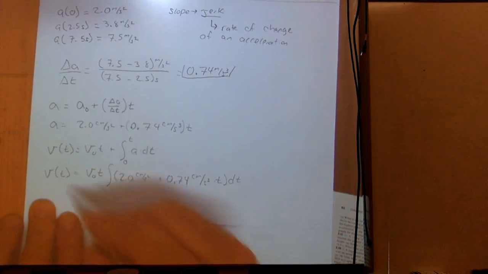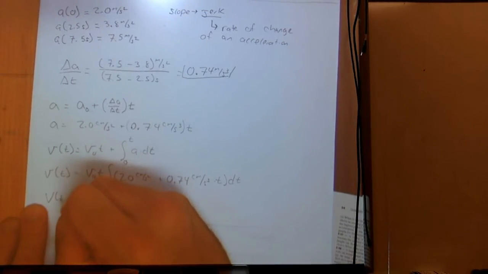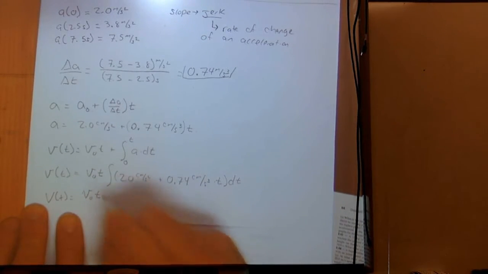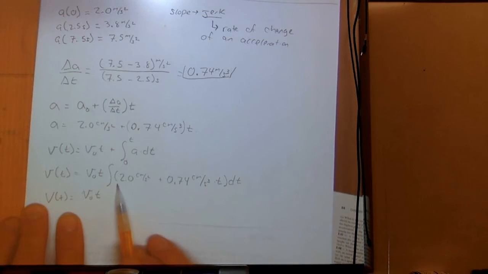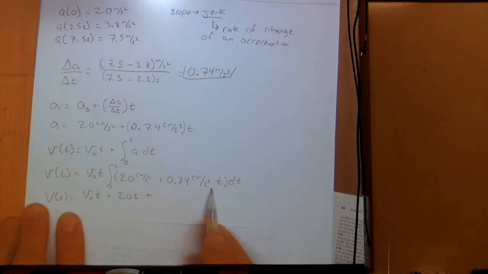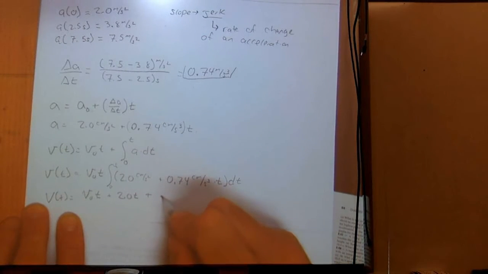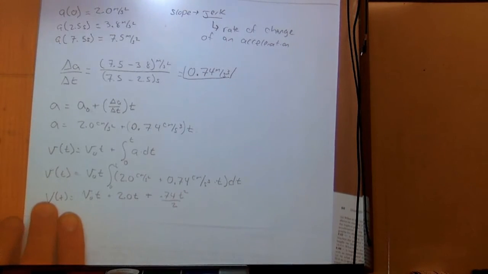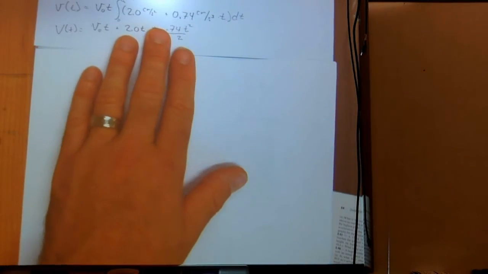So now I'm going to rearrange this just a little bit, and by rearrange I apologize, I'm going to take my antiderivative. V of t is equal to v naught t, nothing happened there. My antiderivative from 0 to t of 2.0 is just plus 2.0 t, plus 0.74 times t is going to be 0.74 t squared over 2. Now I'm going to rearrange that. So it should look familiar.